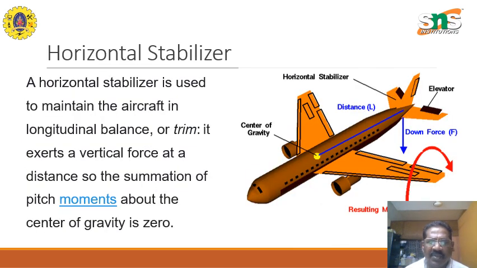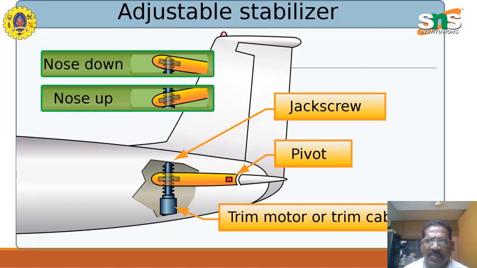Now, a horizontal stabilizer is used to maintain the aircraft in longitudinal balance or trim, as it exerts a vertical force at a distance so that the summation of the pitch moments about the center of gravity is zero. Okay, so trimming is like trying to reduce it or increase it. An adjustable stabilizer is also there. You see here the stabilizer can move up and down over a jack screw. So you want the nose down or nose up, and then the trim motor can trim the cable.